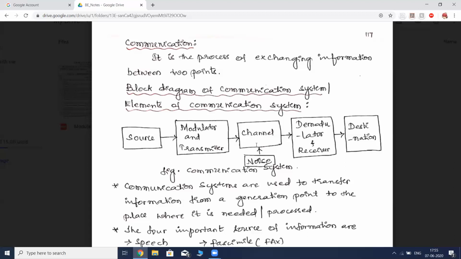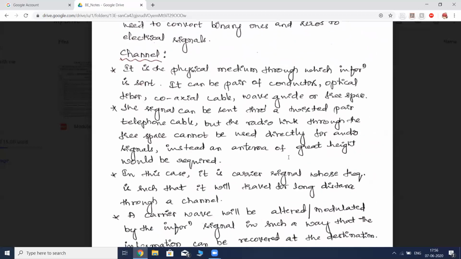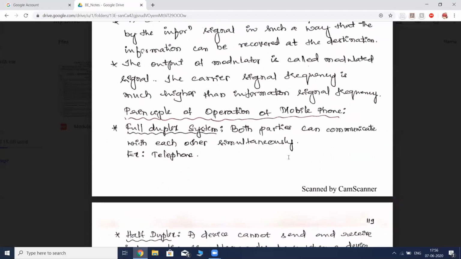Once the modulation is done, it is given to the channel. Obviously, this is a non-linear channel. Once it travels through a longer distance, it comes to the receiving end. At the receiving end, it is first demodulated, and then the extracted information is given to the destination. That is how it is done.